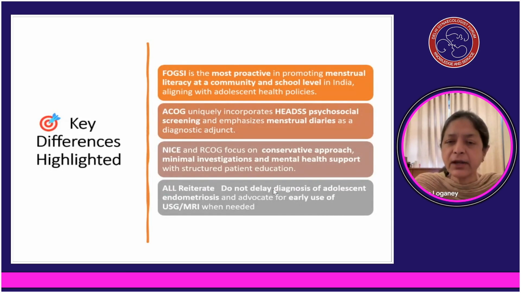So, as I went through the guidelines of the other organizations, what were the key differences and what were the same things? FOGSI is most proactive in promoting menstrual literacy at community and school level in India, aligning with adolescent health policies. ACOG uniquely incorporates HEADS psychosocial screening and emphasizes menstrual diaries as a diagnostic adjunct. I'll just explain the HEADS thing. I found this to be new. NICE and RCOG guidelines focus mostly on a conservative approach, minimal investigations, and mental health support. But see this, all reiterate, do not delay diagnosis of adolescent endometriosis, and they all advocate for early use of ultrasound or MRI when required.